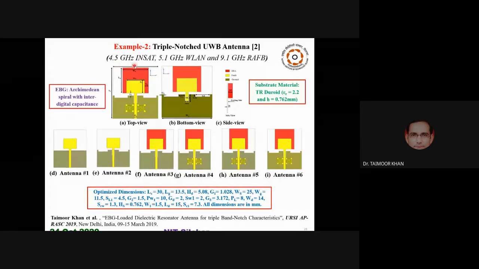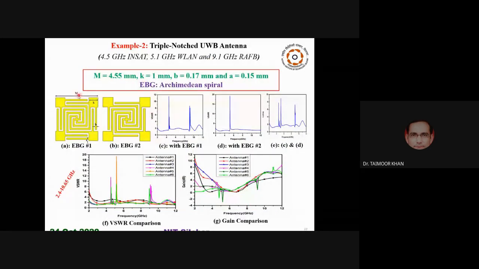That is 4.5 gigahertz INSAT, 5.1 gigahertz WLAN, and 9.1 gigahertz radio allocation frequency band. In that one, just see this one. It is EBG1. Ultimately, how it is different is that this inductance is removed here to create the resonance at a different frequency. By taking EBG unit one, it gives you a dual band. But if we take EBG unit cell two, it gives us one band. If we combine these two, then we get the triple band notch characteristic here.